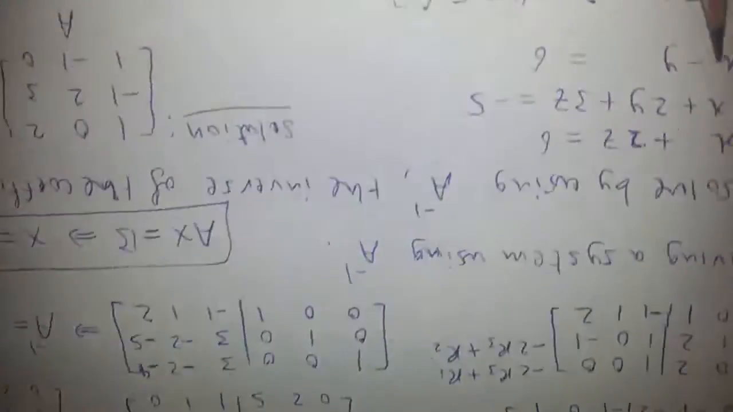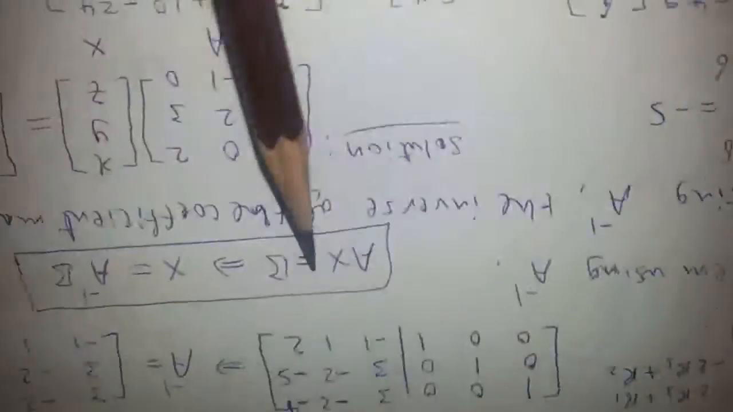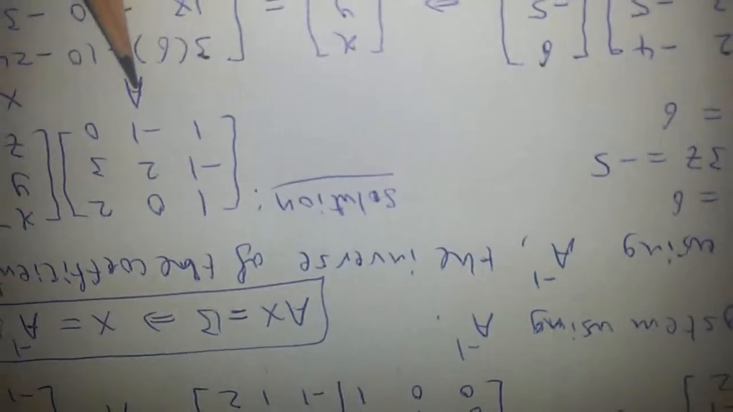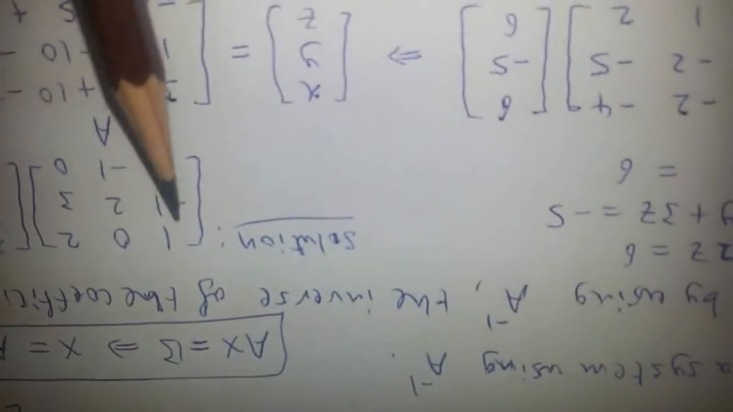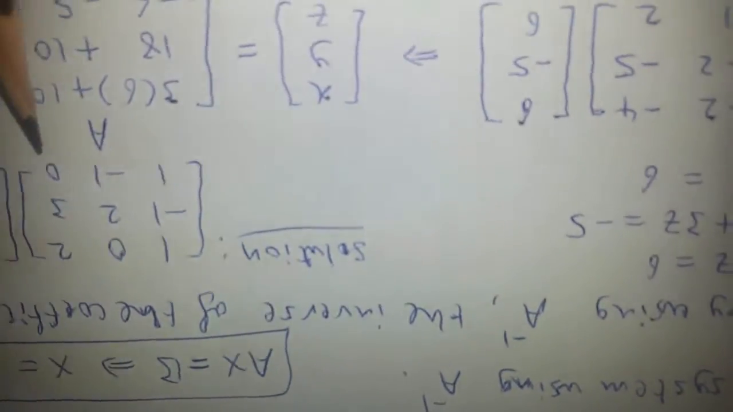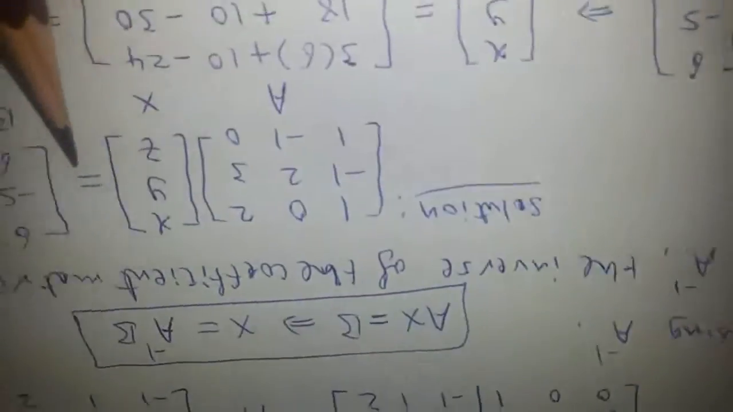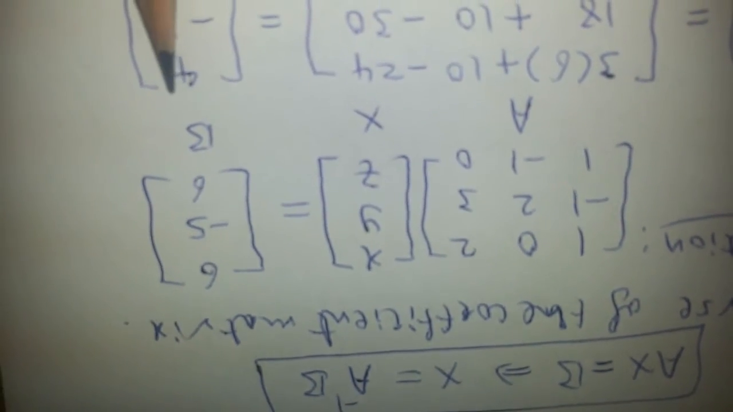If you have a system of equations like this, you can write it in this form, AX equals B, like here. So A is the coefficient matrix, 1, negative 1, 1. These are the coefficients of X, coefficients of Y, coefficients of Z, multiplied by the variables X, Y, Z, equals the constant terms, 6, negative 5, 6. So you have this matrix, A times X equals B.